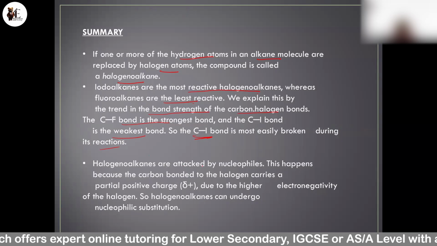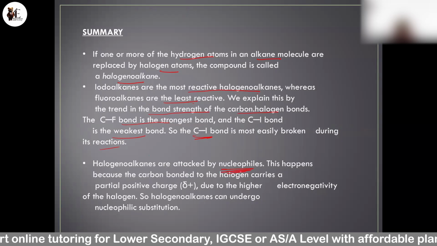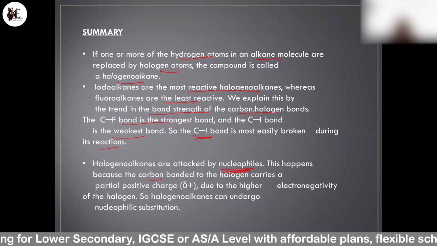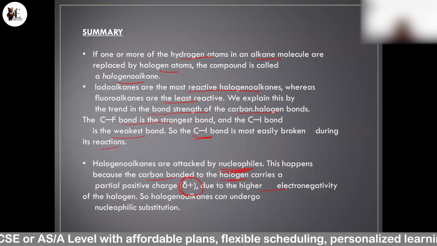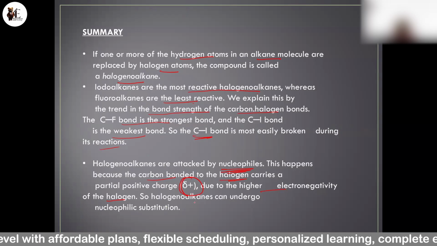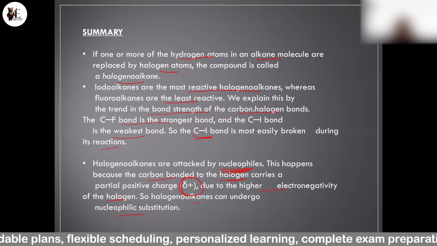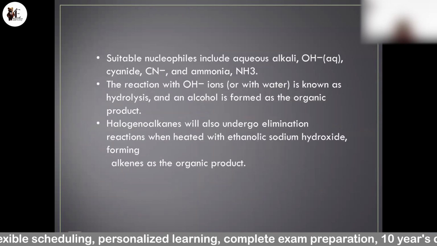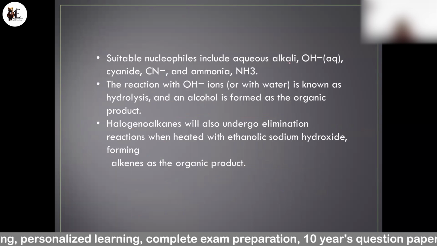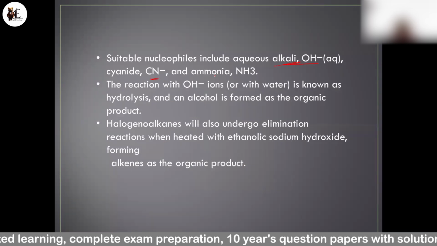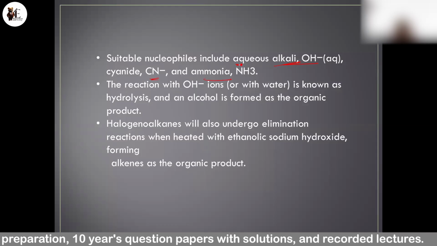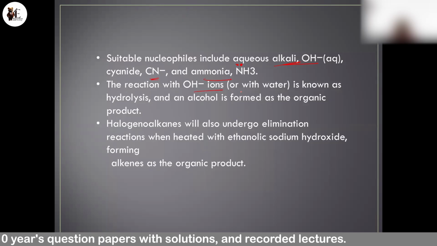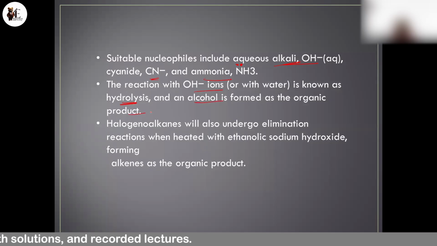Next, we have studied that halogenoalkanes are attacked by nucleophiles. Why? Because the carbon bonded to the halogen carries a partial positive charge due to the higher electronegativity of the halogen. So halogenoalkanes can undergo nucleophilic substitution reactions easily. Suitable nucleophiles include aqueous alkali, cyanide ions, and ammonia, in which the nitrogen has a lone pair of electrons to attack that carbocation. The reaction with OH- ions or with water is known as a hydrolysis reaction, and an alcohol is formed as the organic product.